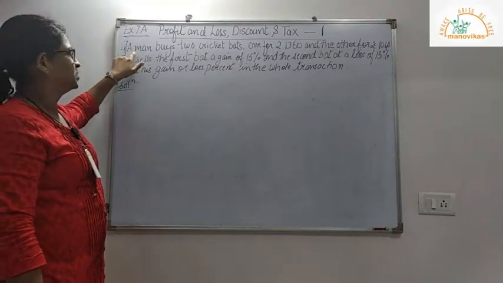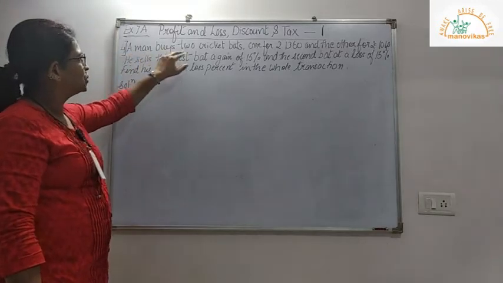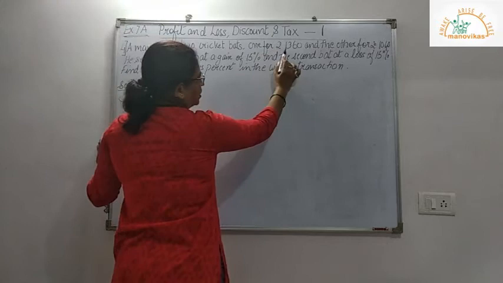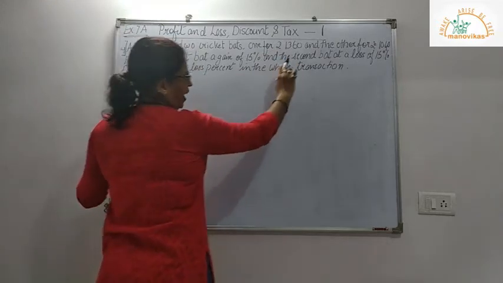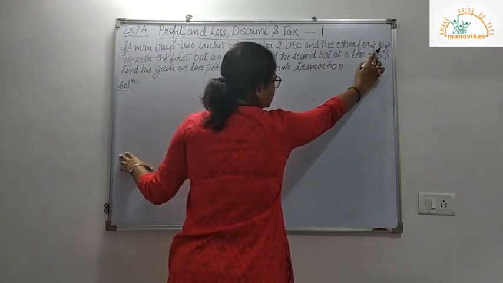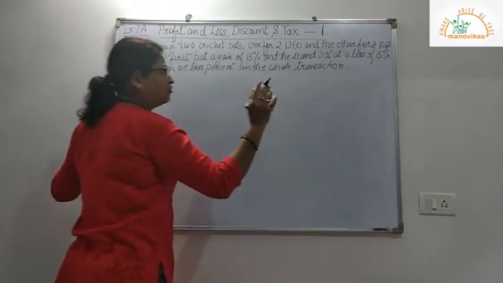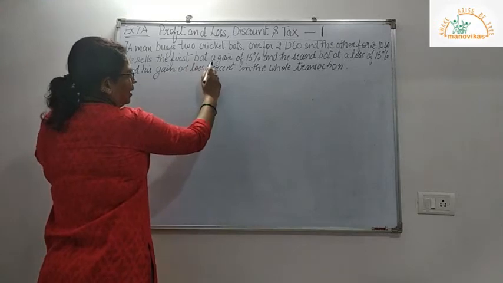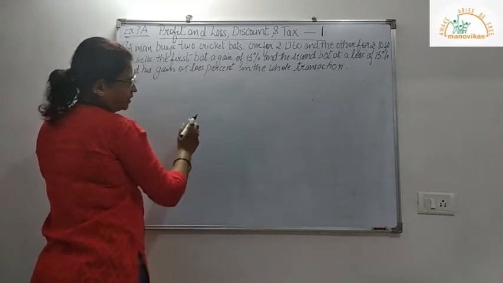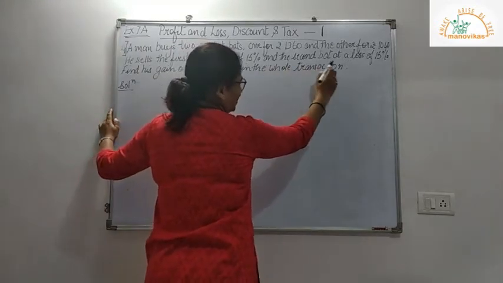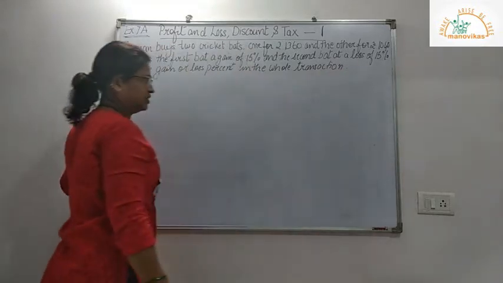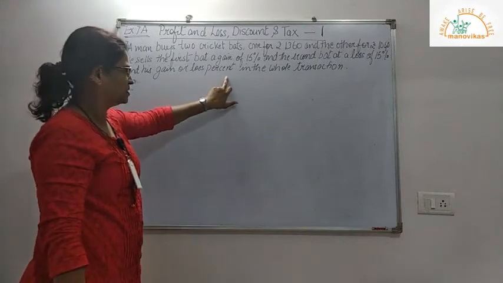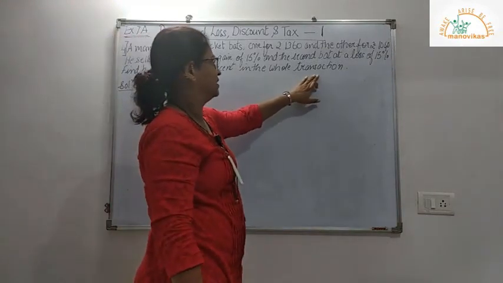We move on to the fourth sum. A man buys 2 cricket bats, one for rupees 1360 and the other for rupees 1040. He sells the first bat at a gain of 15% and the second bat at a loss of 15%. Find his gain or loss percent in the whole transaction.